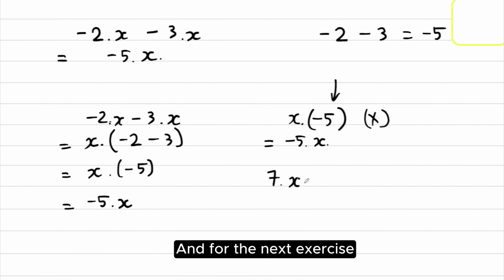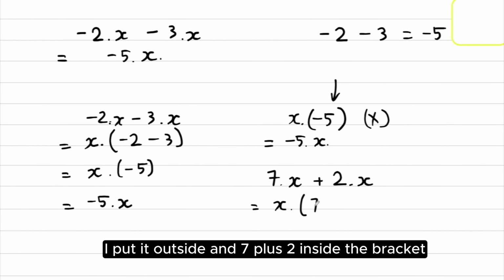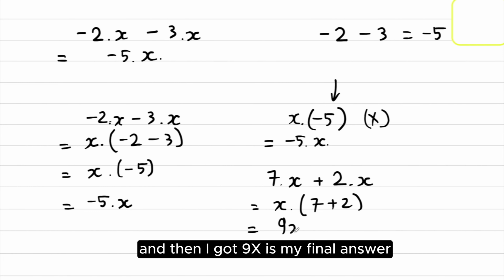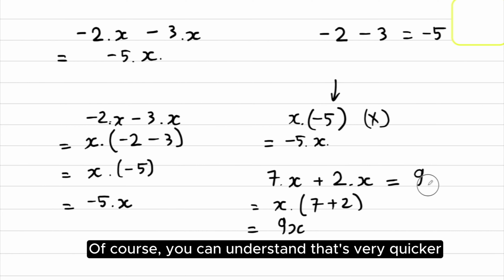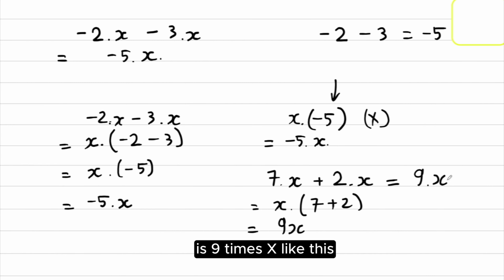And for the next exercise, you've got 7x and 2x like this. I see that the common factor is x, so I put it outside, and 7 plus 2 inside the bracket, and then I get 9x as my final answer. Of course, you can understand that this is much quicker, and you can write down the final result as 9 times x like this. It doesn't matter.